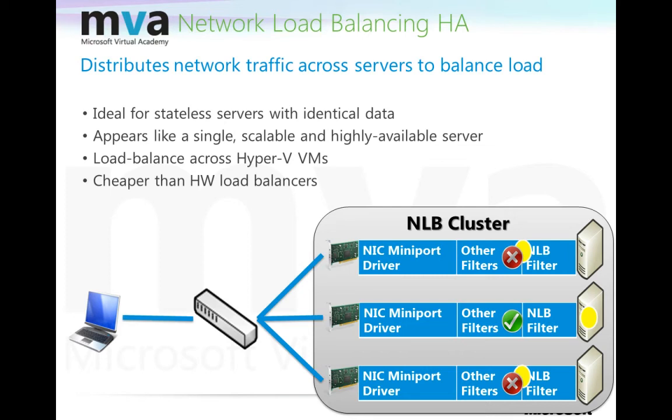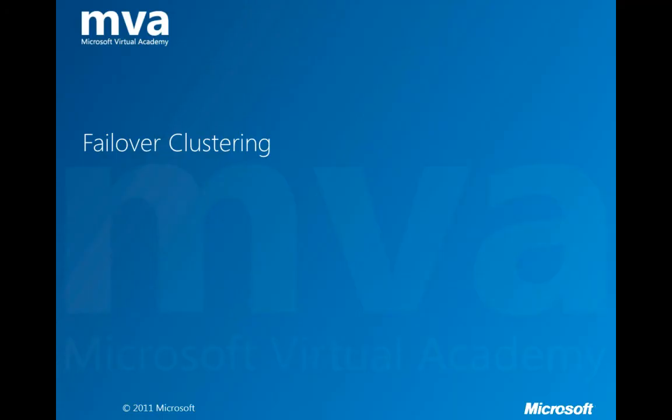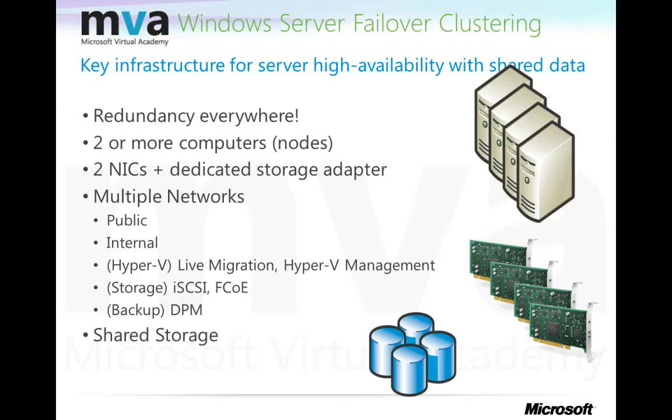However, oftentimes you do need to share information across servers and have a single consistent database or set of source files, in which case you are going to use failover clustering as the high availability technology. Failover clustering is essentially our key server infrastructure anytime we need shared data. As a result of this, there is a requirement to use shared storage on a storage area network. This means that all of the nodes can simultaneously access this data on the shared network.